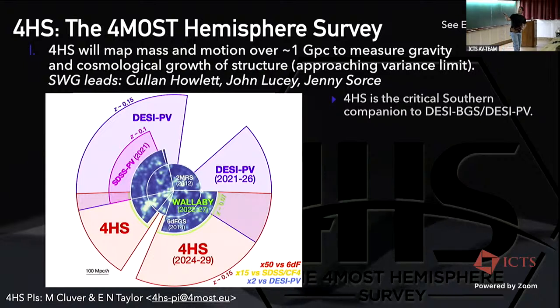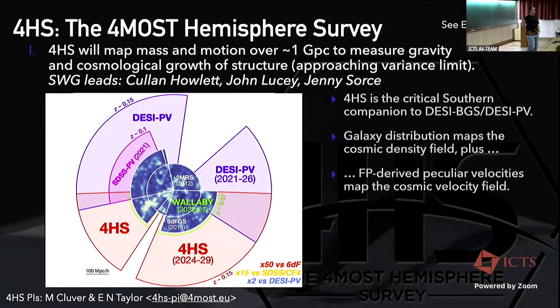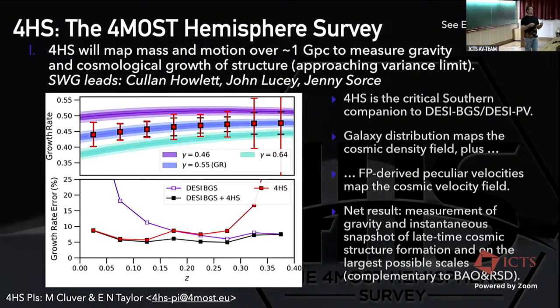The galaxies will measure the cosmic density field, the fundamental plane distances and velocities will measure the velocity field, so you can measure where the mass is and how the mass is responding, right? And what that lets you do is measure the growth rate of structure. This is showing the cosmological parameter that we're most interested in, F sigma 8. This is how precise the measurement of F sigma 8 is for 4HS in red, and we are a low redshift survey, DESI in blue, and so you can see that 4HS plus DESI gets a really nice measurement all the way along.